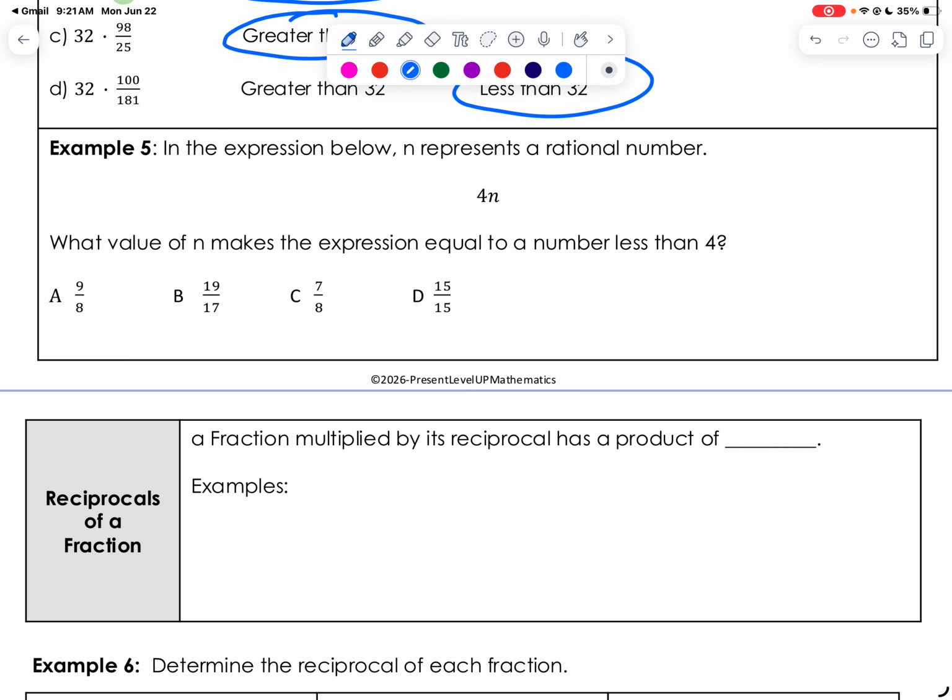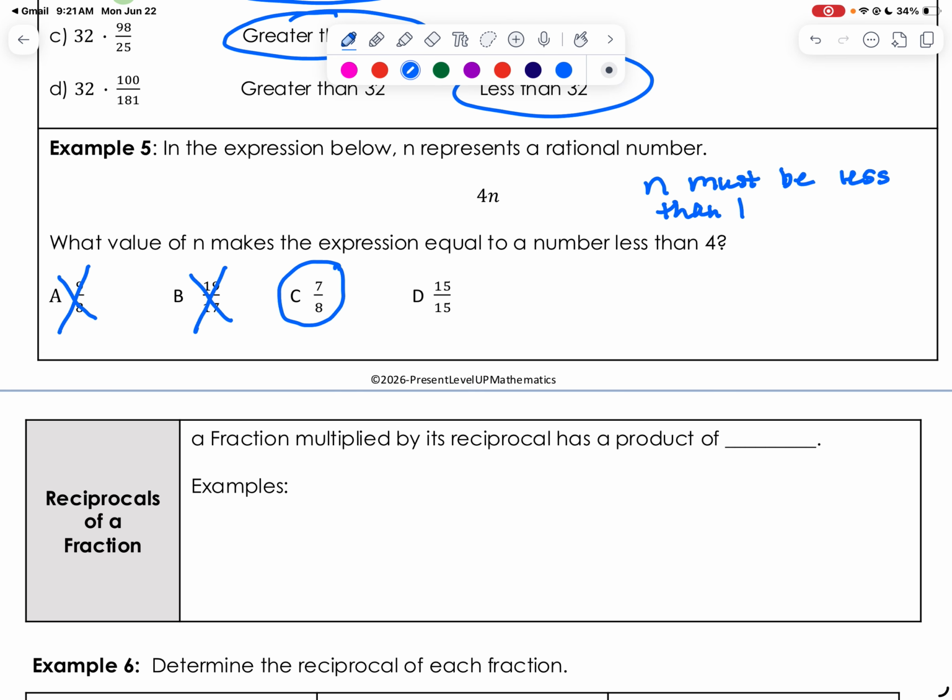All right, welcome back. If I want my product of 4n to be less than n, then n must be a fraction that's less than 1. So answer A, 9 over 8, has a value that's bigger than 1. B, 19 over 17, has a value that's bigger than 1. C, 7 over 8, has a value that is less than 1.